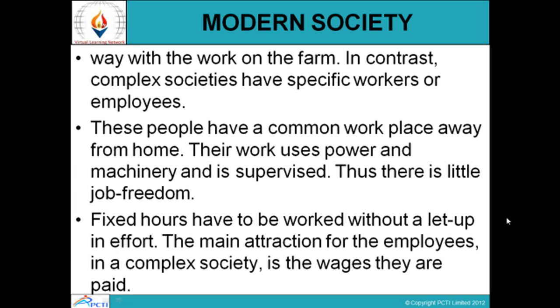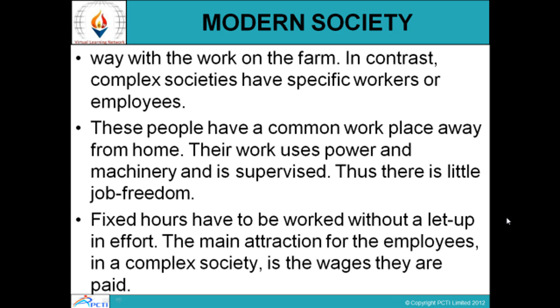Modern, complex societies have specific workers or employees for specific work, but in the early societies the work was on the farm and it was not divided as such. In modern society, people have a common workplace away from home, their work uses power and machinery, and work is also supervised. Thus, there is little job freedom. Fixed hours have to be worked without a let up in effort.